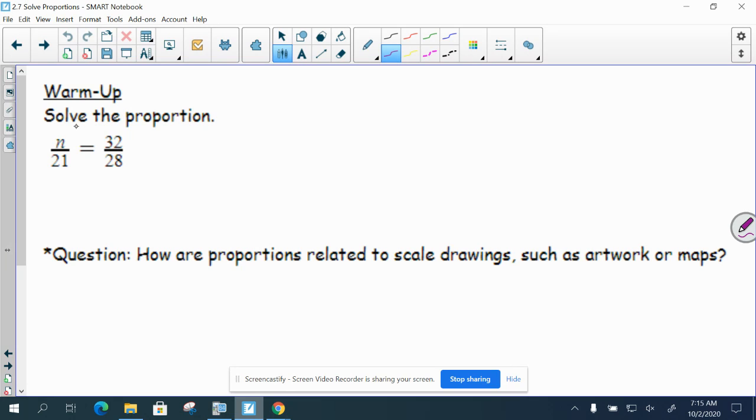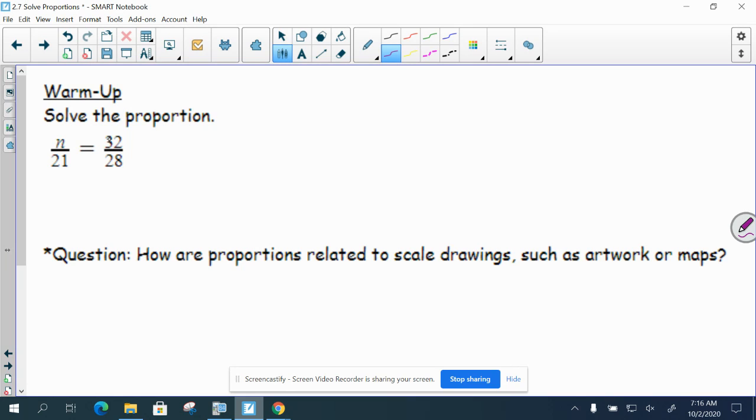All right, so first of all, there are a couple ways we can do this. The way we learned in the last lesson is to multiply by 21 on both sides and simplify. The other thing that we can do is notice that 32 over 28 can actually be reduced. And a lot of times if you do that step first, it'll make the rest of the question a lot simpler. You might even be able to do this in your head.